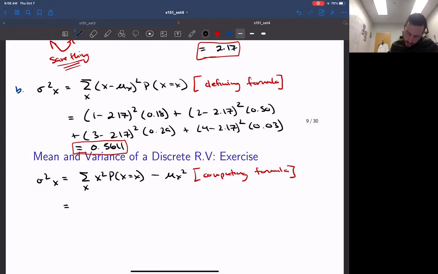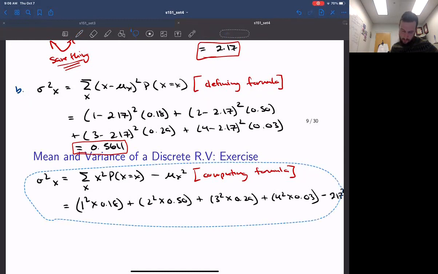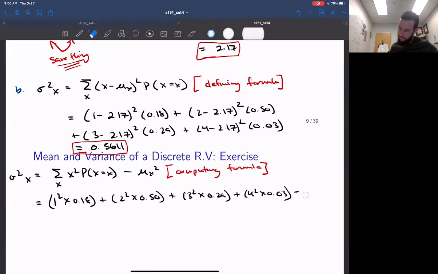Okay. So here we're going to have 1 squared times 0.18 plus 2 squared times 0.5 plus 3 squared times 0.29 plus 4 squared times 0.03. Oh, and then minus 2.17 squared. Sorry, I'll just move this over. Okay, so working this out, we would end up with the same thing as before.